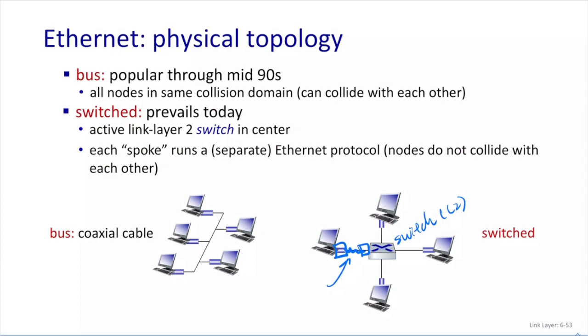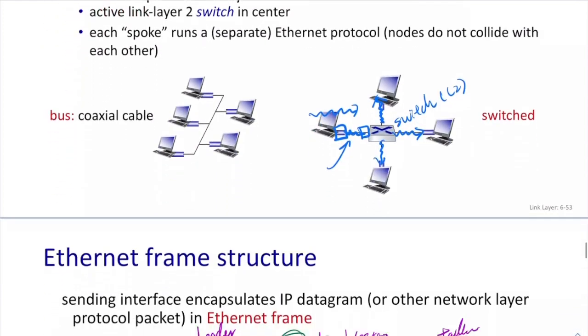But this switch needs to help. For example, if we have a signal from the left hand side to the switch, the switch has to broadcast the signal from the left hand side to all the other interfaces. Basically, currently, when you go to, for example, Best Buy or Amazon, and you want to buy a layer 2 device, you buy a switch. You don't buy any devices like a bus, right? Basically, it is a switched topology.